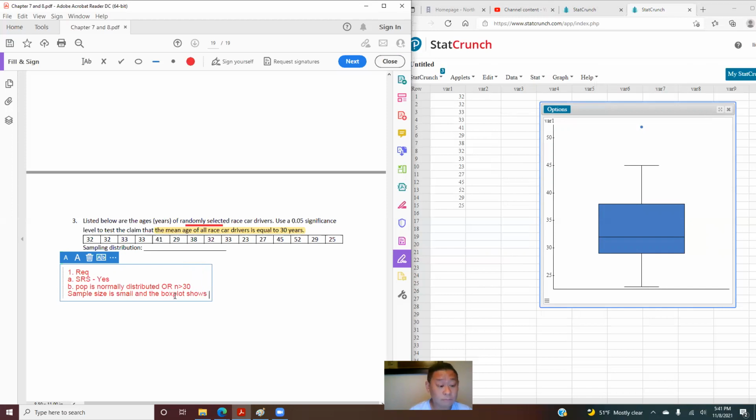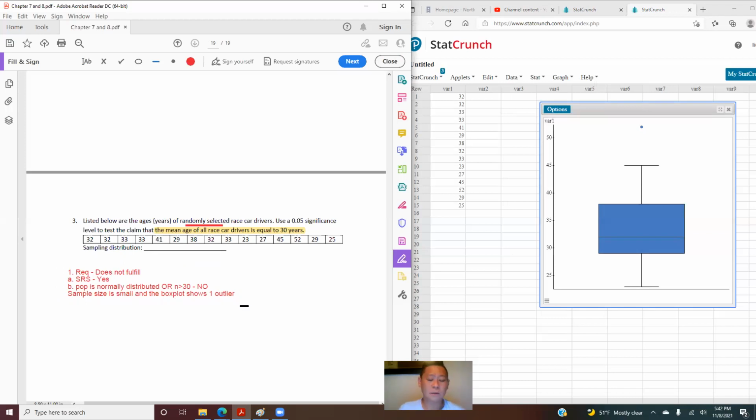Since the sample size is small and the box plot shows outliers, that's one outlier, in this case the requirement will not be met. The requirements do not fulfill. You guys all right? You still need to continue doing 2, 3, 4, 5, 6, 7, all these steps you have, although your requirement does not fulfill.